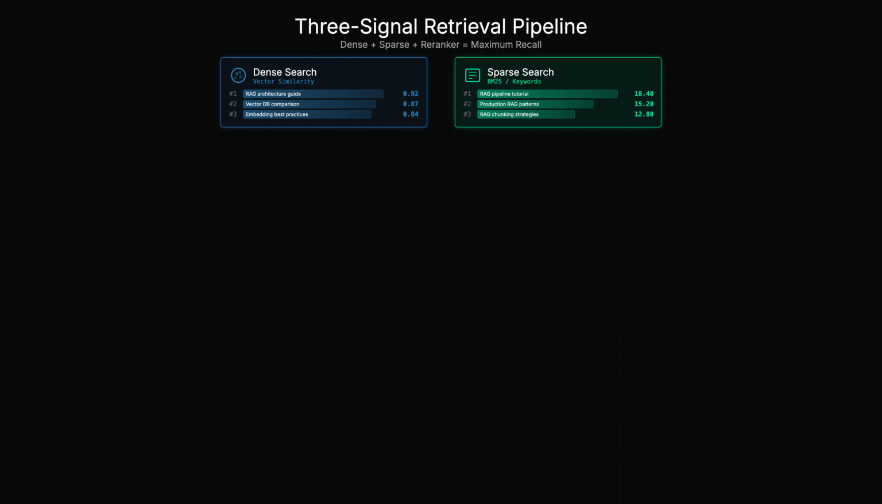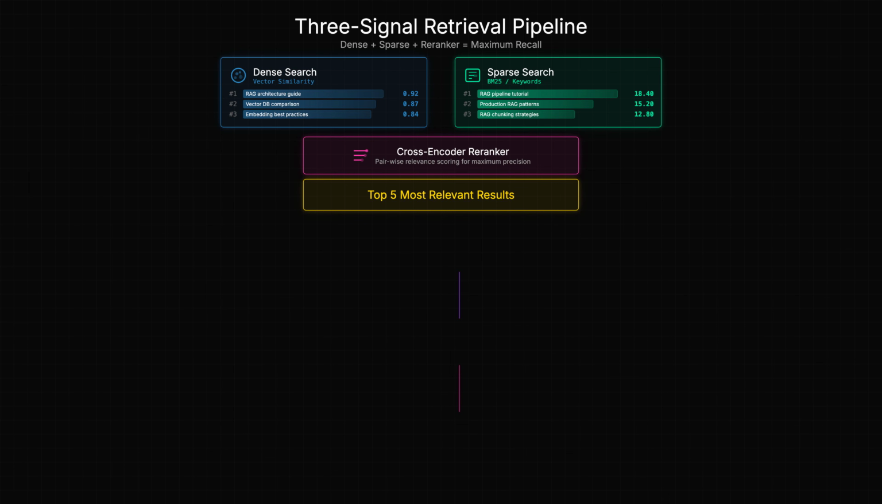Signal 3. Cross-encoder re-ranking. After retrieving the top 50 candidates from dense plus sparse search, a re-ranker scores each query-document pair for relevance. This is the highest ROI improvement you can make. Studies show it improves accuracy by 15 to 25% for less than 1/10 of a cent per query. Yet only 31% of production RAG systems use one.